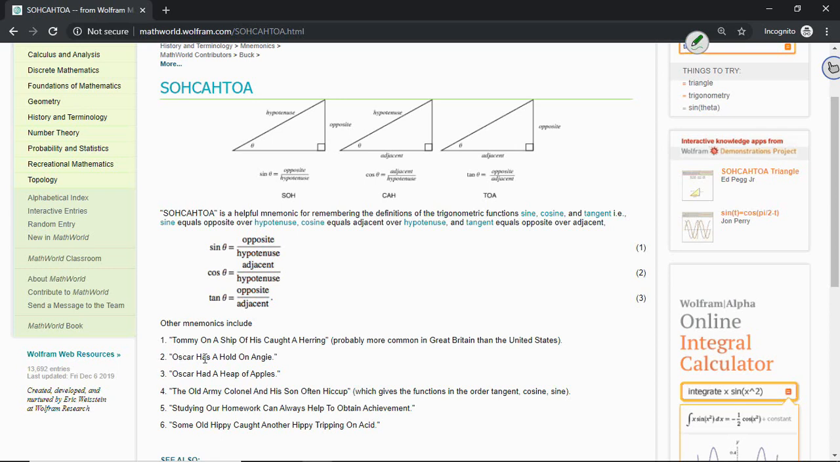We see like opposite hypotenuse, adjacent hypotenuse, opposite adjacent. So if you remember the order of sine, cosine, tangent, then you're good with those. Anyway, there's lots of ways. Just find a way that works for you.